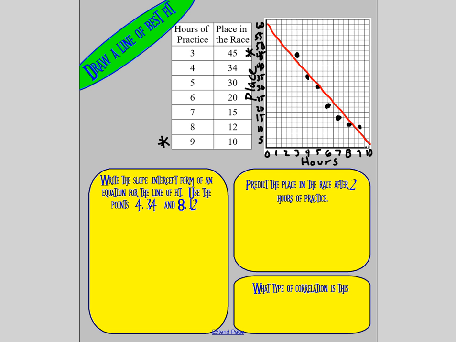So let's go ahead and look at our examples here. It says write the slope-intercept form of an equation for the line of fit. Use the points 4, 34 and 8, 12. So those are 2 points that were on our table right there. So let's write an equation for those. To do that, we first have to know our slope. So I'm going to say 4, 34 and 8, 12. Let's stack and slide to find our slope. So we have 34, 12, 4, and 8. Make sure to put a minus sign between them.